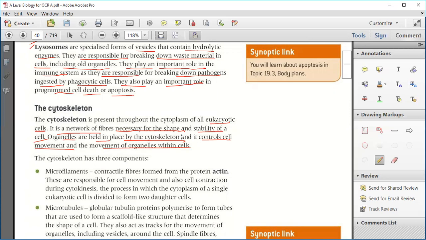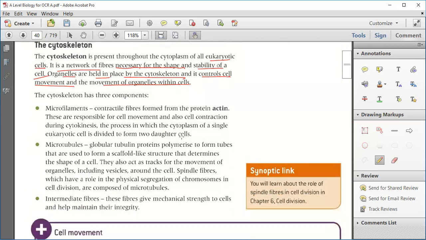It is a network of fibers which gives the necessary shape and stability to the cell, it helps each and every cell organelle, and it also controls the movement of the cell organelles within the cell and the total motion of a cell. Now basically, the cytoskeleton has three components.